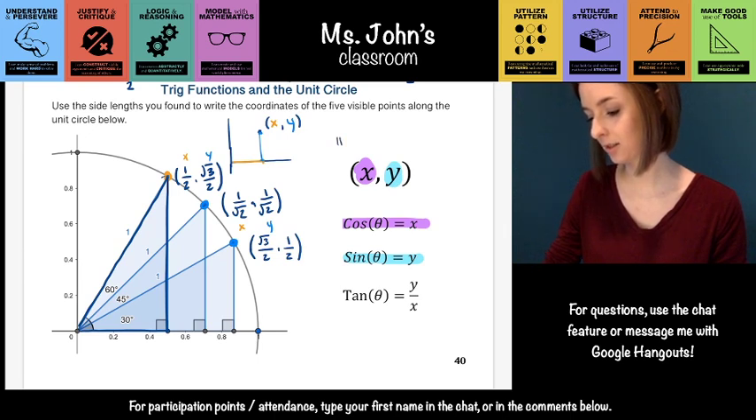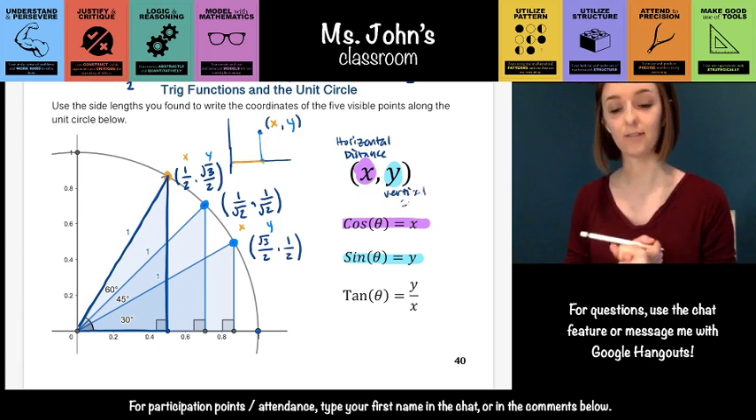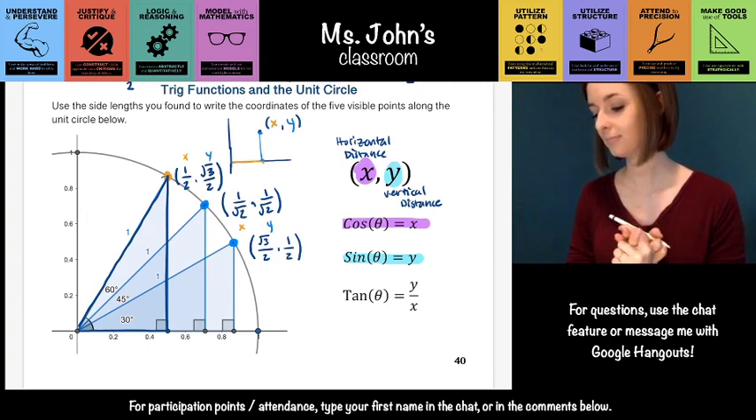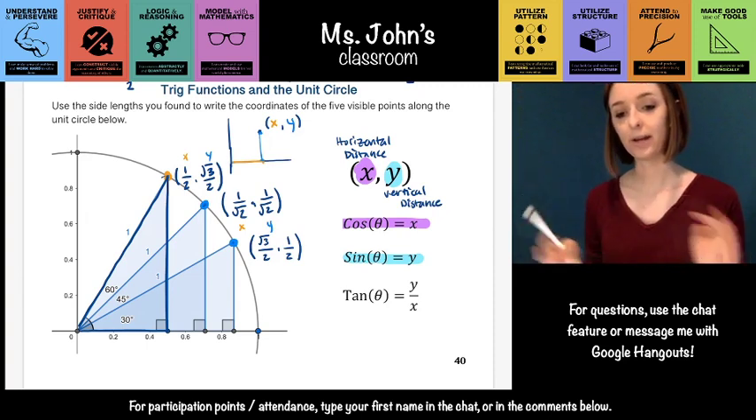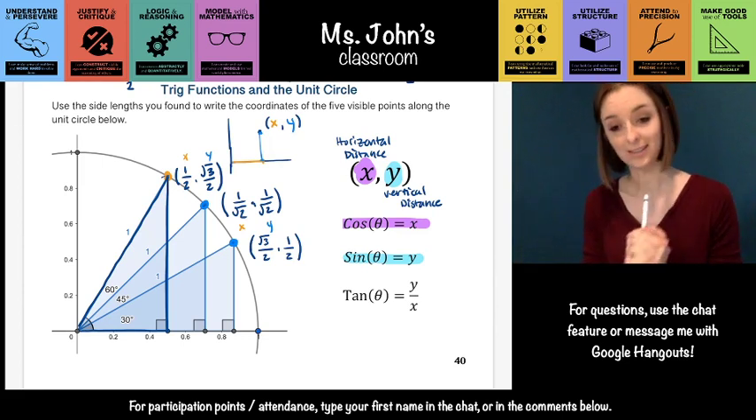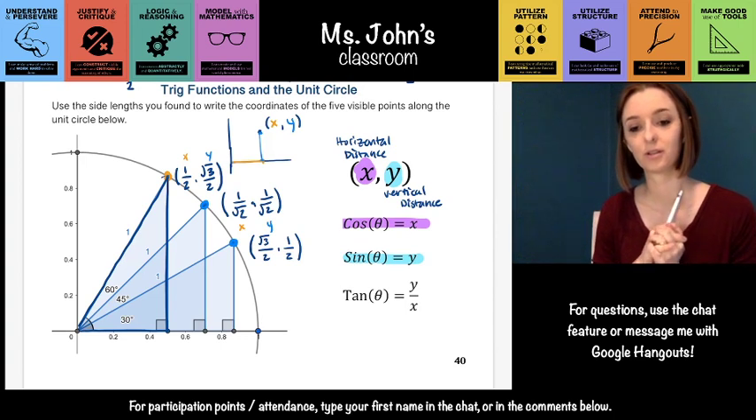Horizontal distance and vertical distance. So cosine gives you the x coordinate of that point, and sine gives you the y coordinate. And vice versa. The y coordinate is the sine of that angle, and the x coordinate is the cosine of that angle.